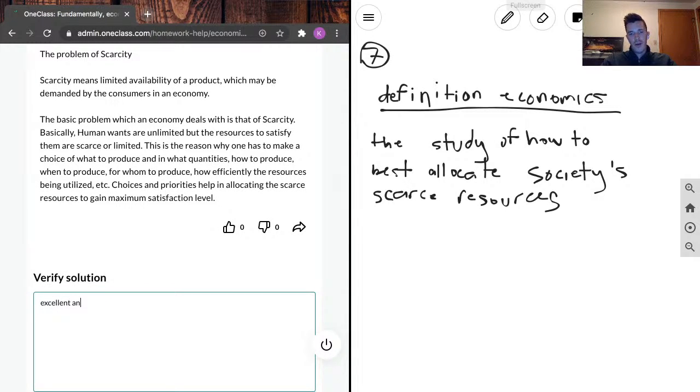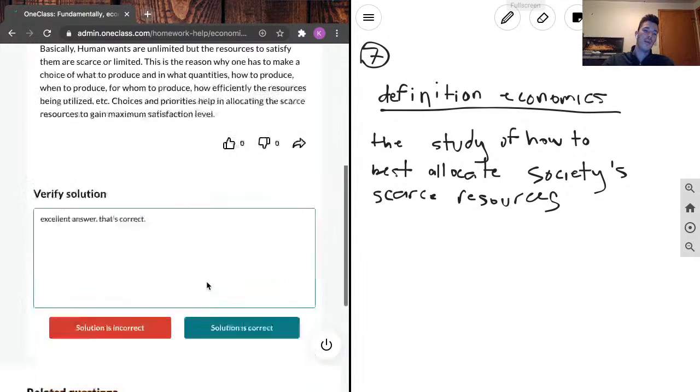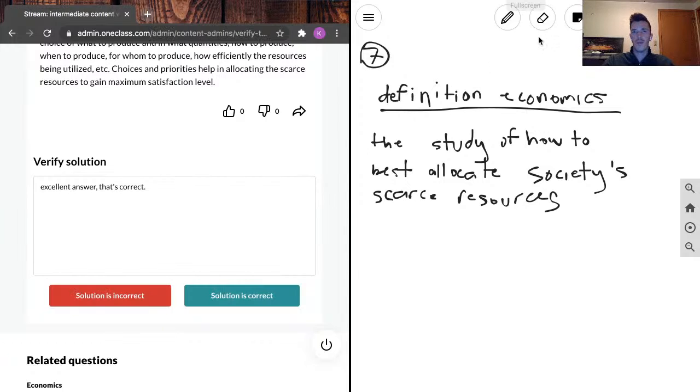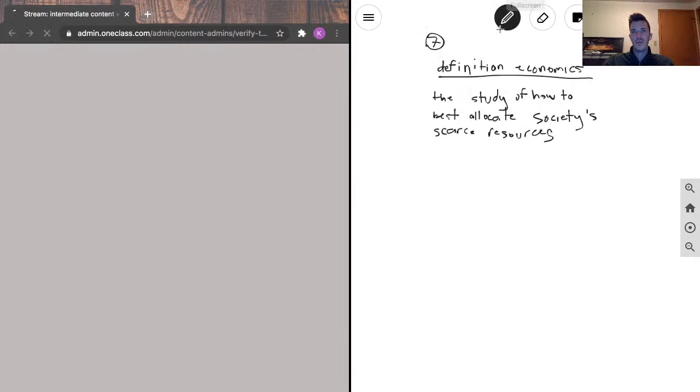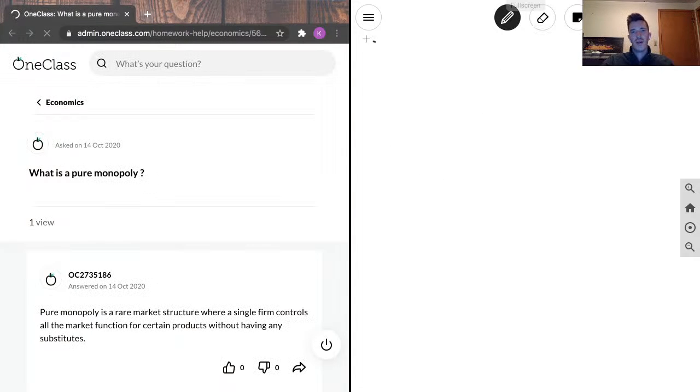But our junior tutor nailed it. Something else I frequently answered is something that our junior tutor mentioned. They said that human wants are unlimited, but the resources to satisfy them are scarce or limited. That came up a lot in my early studies as well. Moving on, we've got question 8.